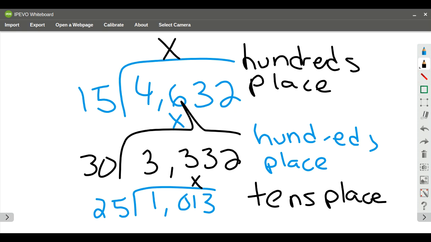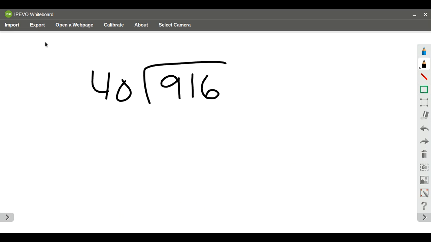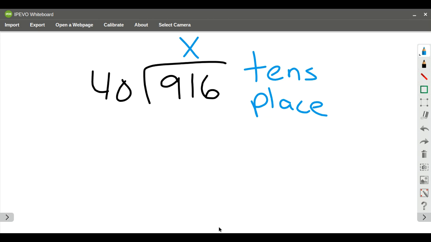And then the last one that I'm going to do is I have 40 divided into 916. And I do the same thing. I look at 40 is not able to go into 9. 40, however, can go into 91. So the first place I'm going to place it is my tens place value. Okay, so you're going to do the same thing.